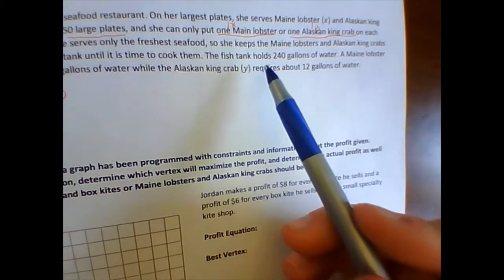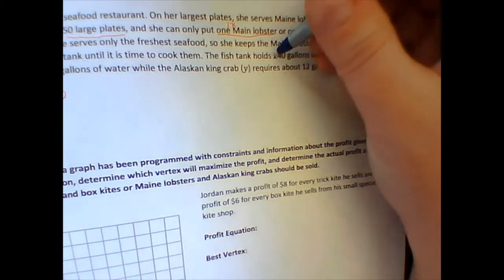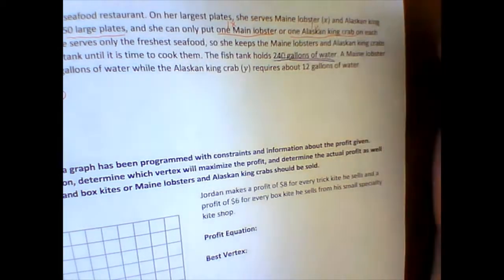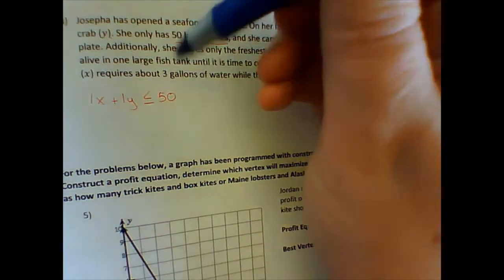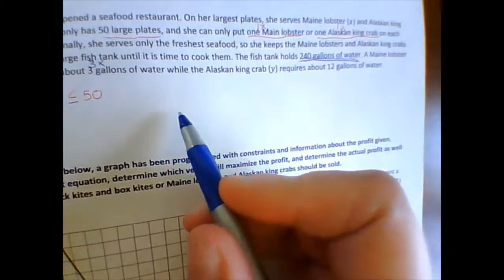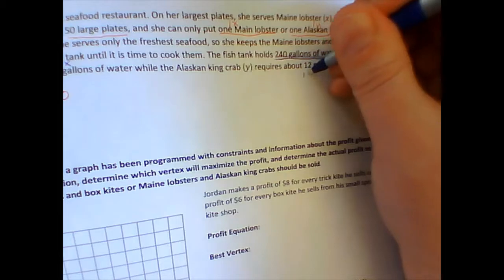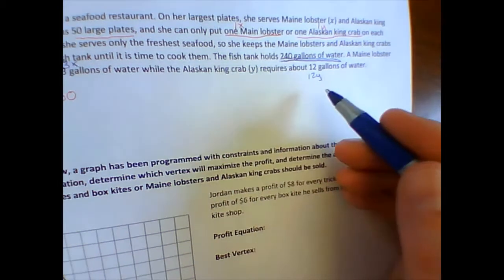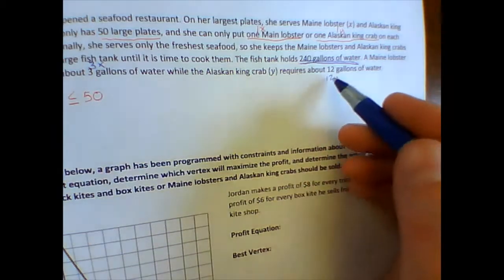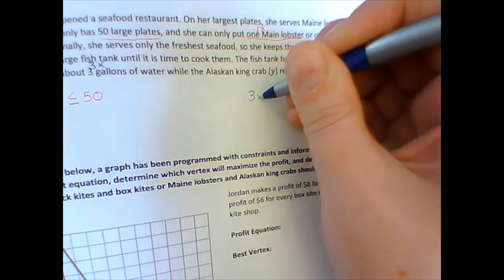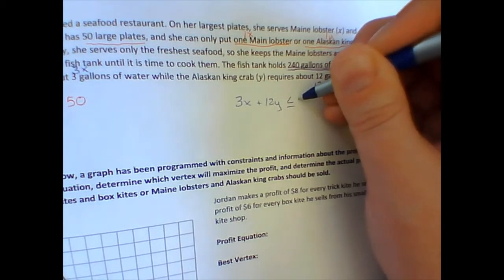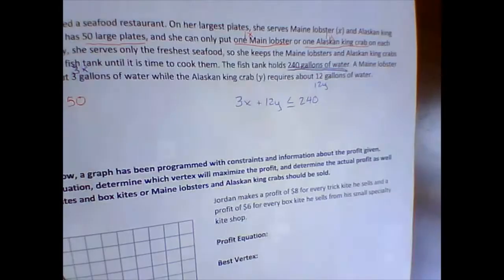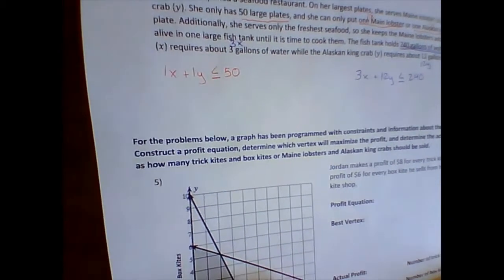Okay, next up, we've got a fish tank for these guys because they need to be fresh. Actually, seafood's okay if it's fresh. So we have 240 gallons of water. We don't have any more than that. And the lobsters need 3 gallons each, 3x. And the crabs need 12 gallons each because those are big. Those are massive things. So we have 12y and 3x, and they are all talking about gallons of water, so they all go into an equation together. And the lobsters and the crabs have to have less water than what's in the tank, so that's 240. So now we have our 2 limiting equations, and you just scan the story problem for those.